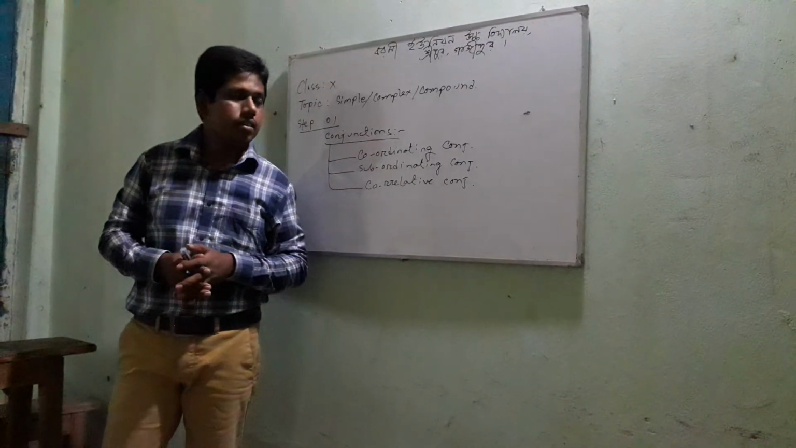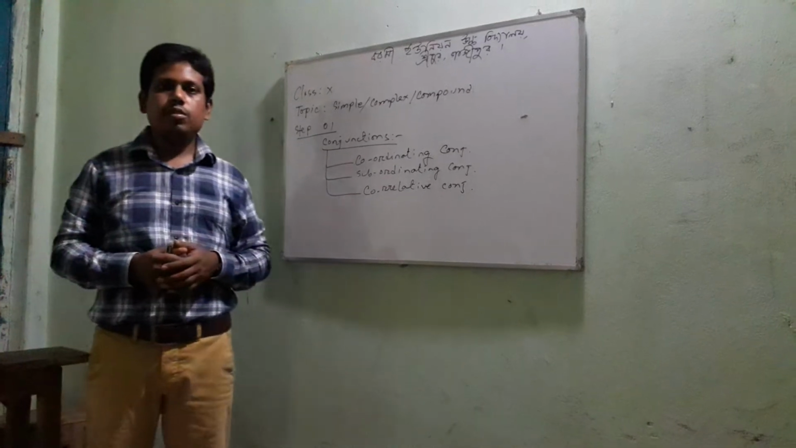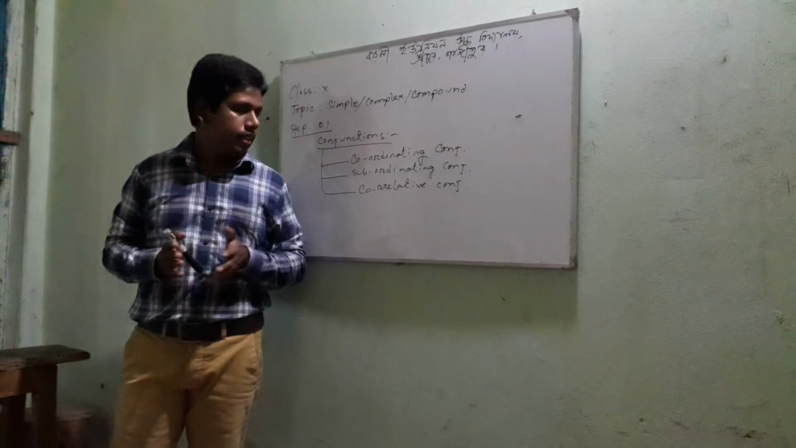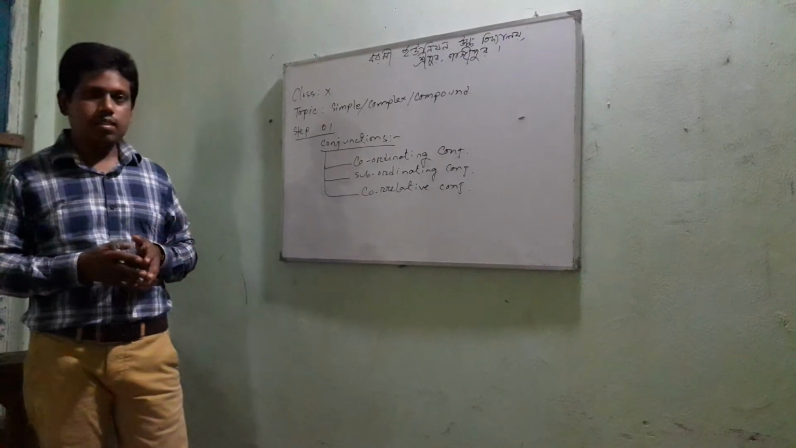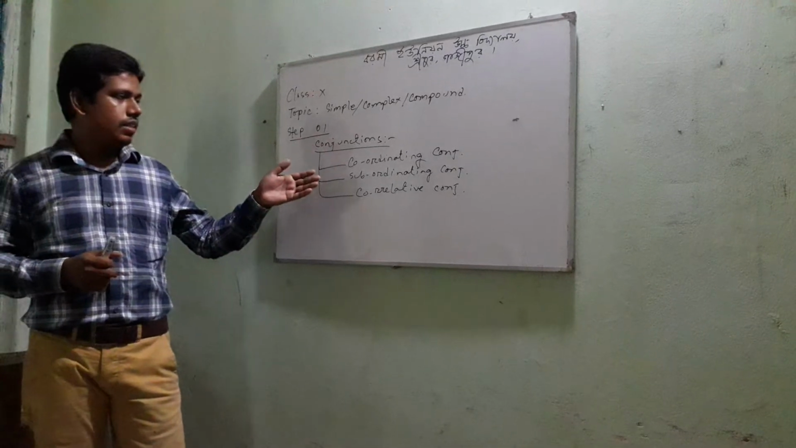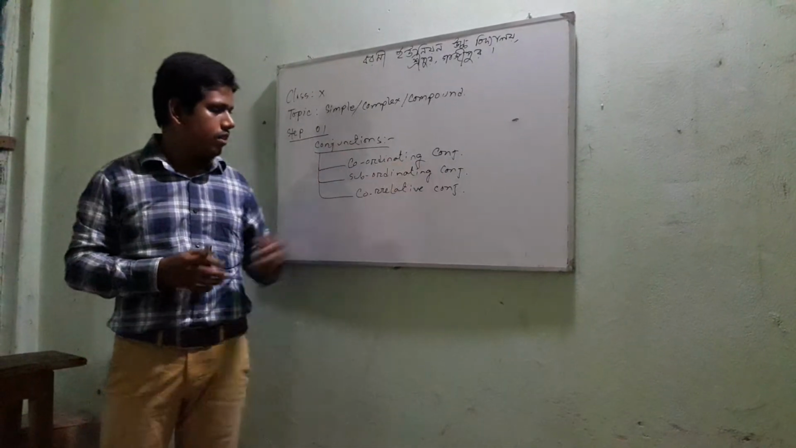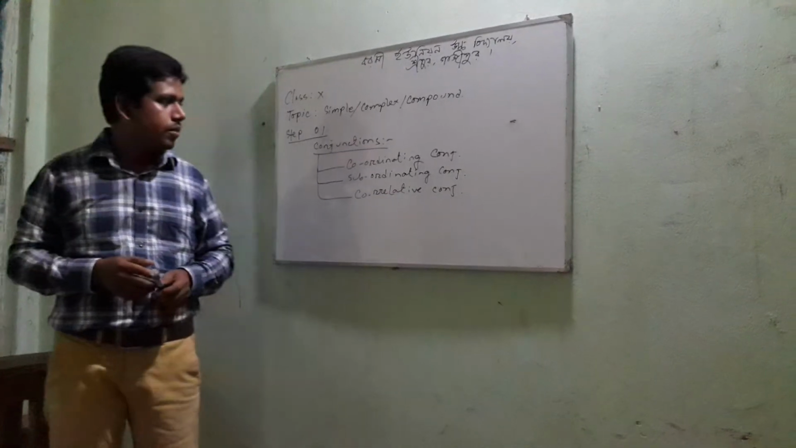What are conjunctions? We know that conjunction is a part of speech, and this is such a kind of part of speech that connects two words or sentences or expressions. Conjunctions are of 3 kinds: coordinating conjunctions, subordinating conjunctions and correlative conjunctions.